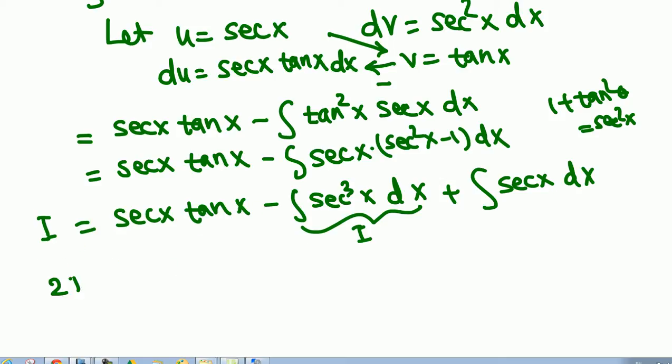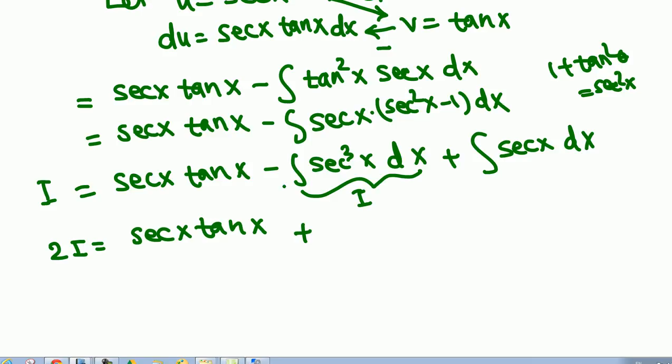So 2I, 2 copies of the integral, is secant x tangent x plus the integral of secant, which was done earlier, in formula number 2. The antiderivative of secant is the natural log of the absolute value of secant plus tangent, plus c. You need to take this as a formula: the antiderivative of secant is the natural log of the absolute value of secant plus tangent.